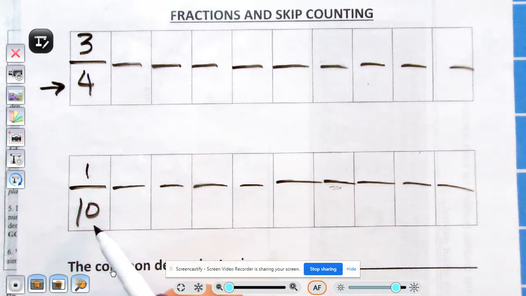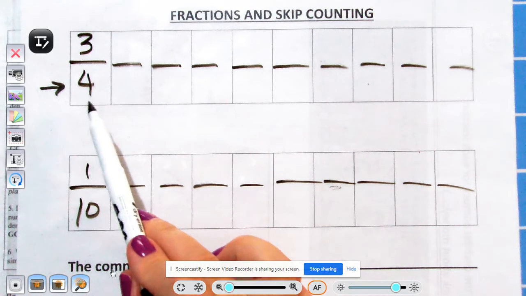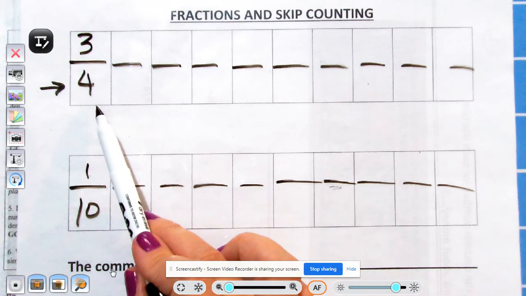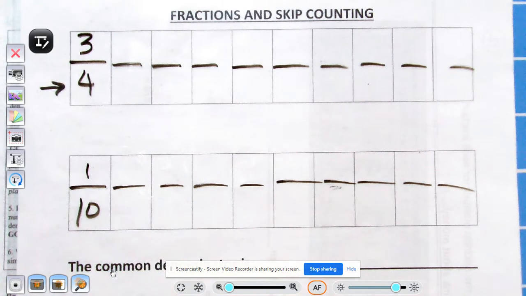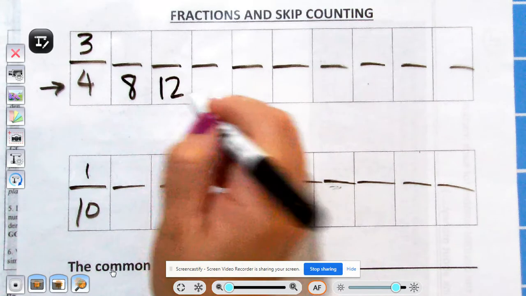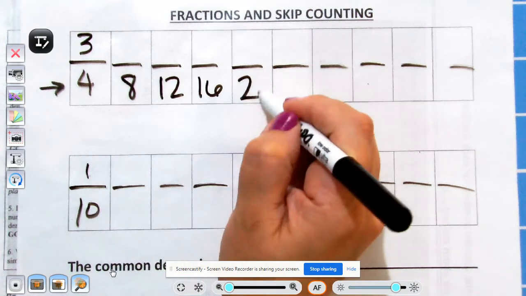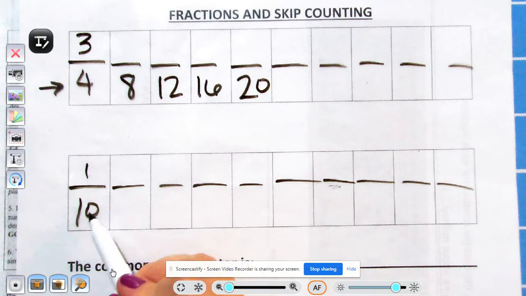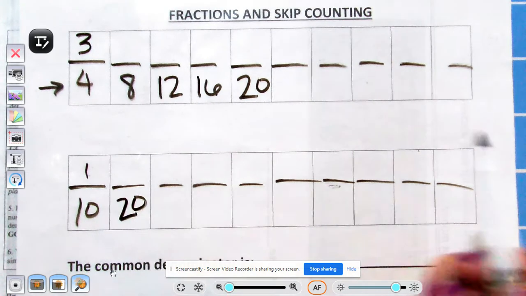And I like that I have a 10 here because I know that multiples of 10 end with 0. So I'm going to have to keep going up here with my 4s until I get a multiple that ends with a 0. So we have 4, 8, 12, 16, 20, 10, 20.